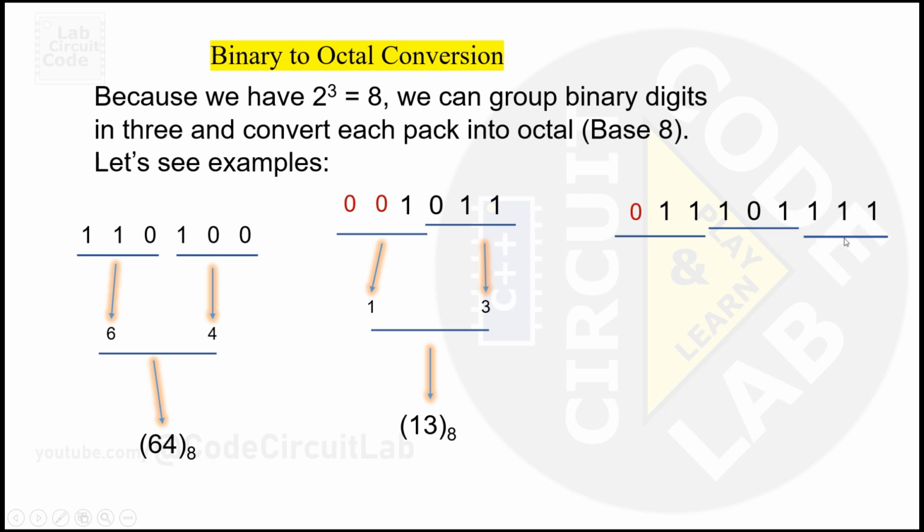Now, the first group is 7. The second group is 5. And the third group is 3. So our number would be 357 in octal.